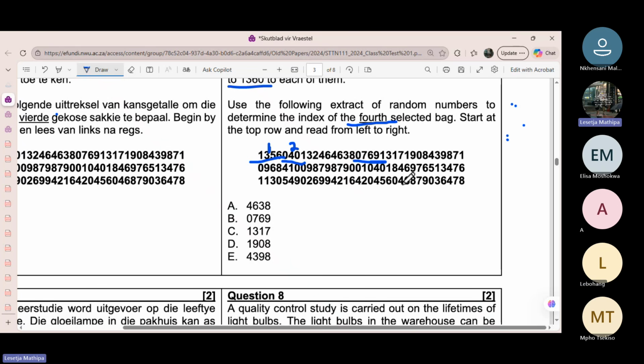Correct. The reason why I'm asking why you said that this is the answer is that I need to make sure that you guys understand. So you don't cram, because you are dealing with numbers, and when you are dealing with numbers, you don't cram. Then what about the fourth element, or the fourth selected bag?